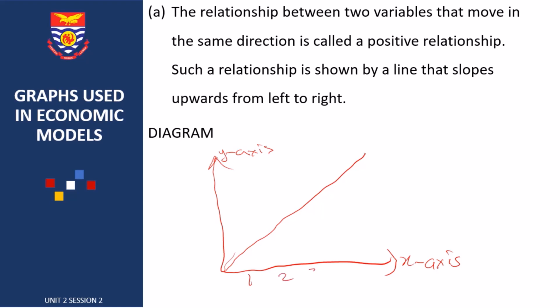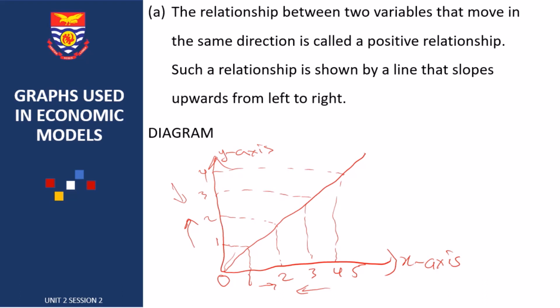Now with this line, let me indicate some numbers: 1, 2, 3, 4, 5 and 1, 2, 3, 4. All right, my origin is here. So with this line, as x increases, you will see that y also increases, and as x decreases, y will also decrease. So that is what we are saying, that they move in the same direction. Both x and y move in the same direction.